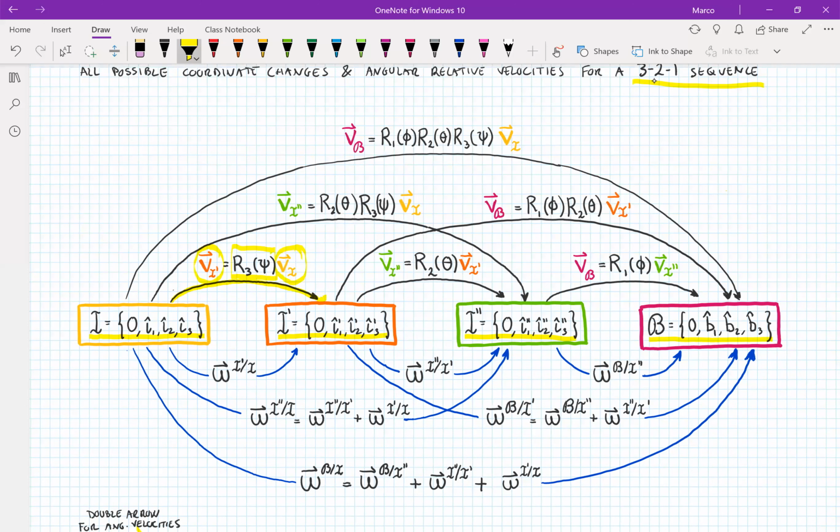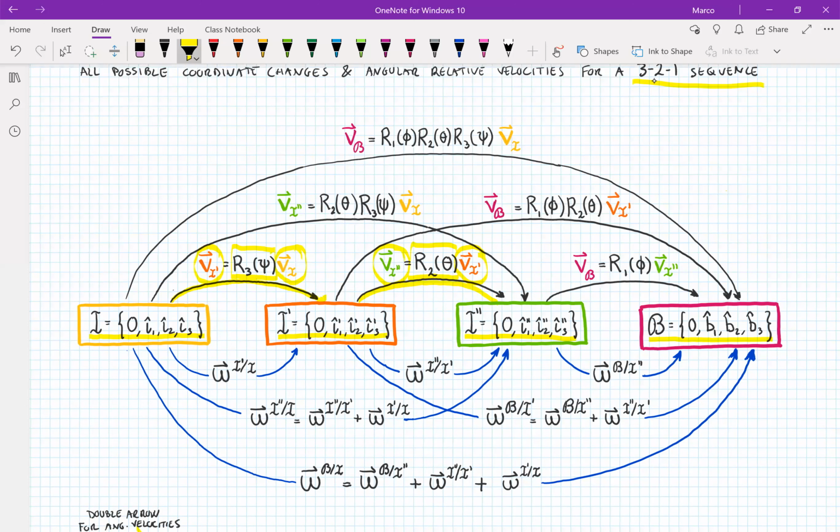What if we want to go from I prime to I double prime? Well, similarly, we just jump from I prime to I double prime. Therefore, the same vector expressed in the I double prime coordinates is equal to the vector in the I prime coordinates. And now we perform the second elementary rotation. So we have to pre-multiply by R2 of theta.